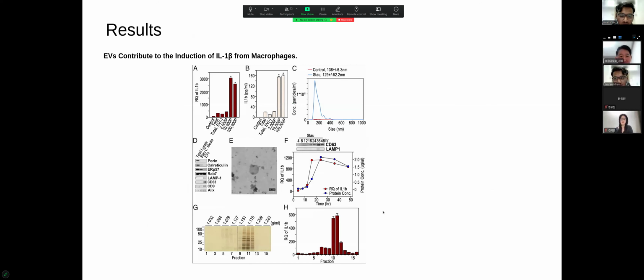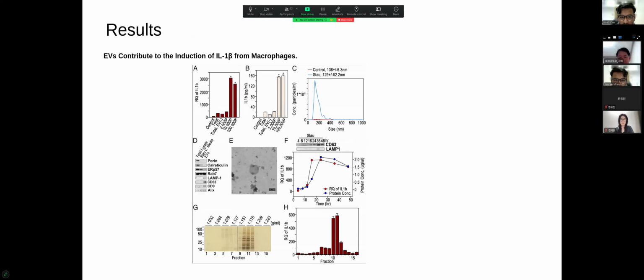When we go to the results, the cells are treated with an apoptosis-inducing drug called staurosporine, and then the conditioned media is centrifuged at multiple speeds, like 2000 G, 10,000 G, and 100,000 G. It was found that the pellet obtained when the conditioned medium was centrifuged at 10,000 G and 100,000 G was able to induce interleukin 1 beta activation in macrophages.